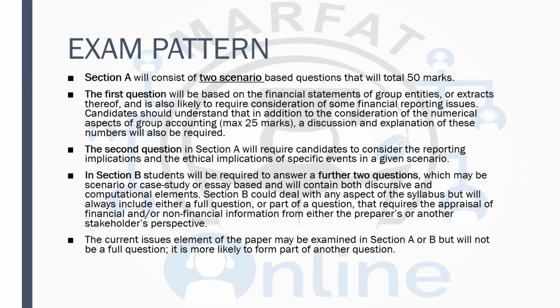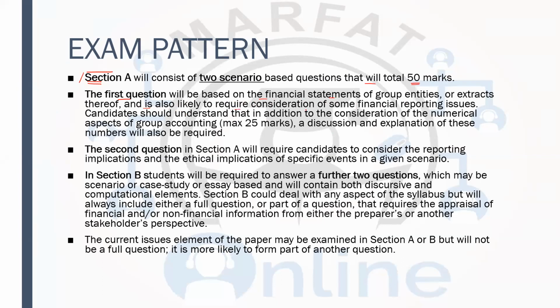Okay, now coming toward the exam pattern. So the exam pattern is, first of all, in Section A, we have two scenario-based questions that will total 50 marks. So within Section A, we have two questions. The first question, as I said, is relevant to group accounting. That means preparing the consolidated financial statements. The first question will be based on the financial statements of the group entities or extracts thereof.